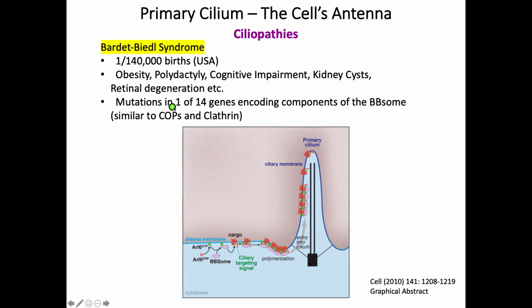So what happens is that this is due to a mutation in one of the 14 genes that encode components of a particular protein, which is known as a BBsome. So BBsome is a protein, and it is very specific. We talked about the COPs and the clathrin, that they basically transport their cargo to certain areas, COP1, COP2, then clathrin. Here, what BBsome does, it gets attached to the specific receptors.